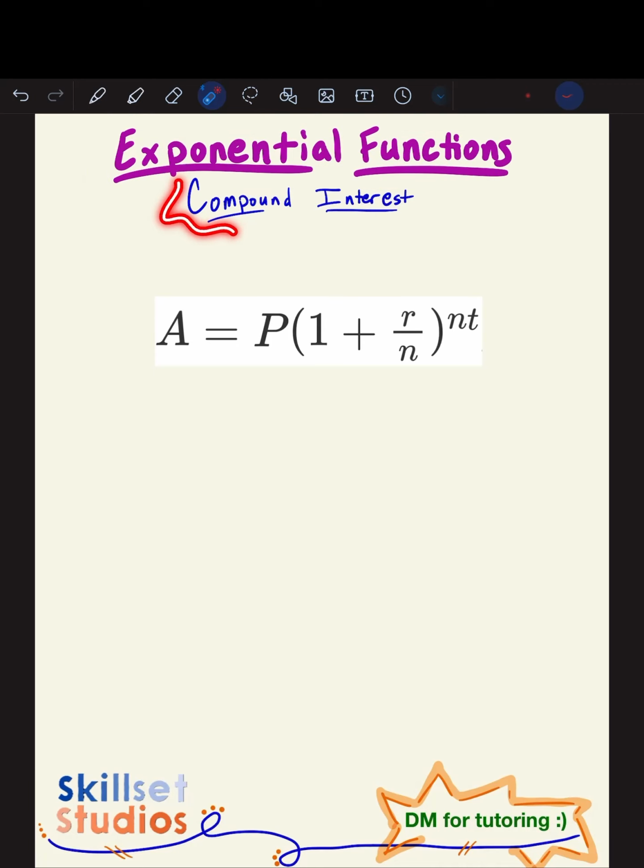Exponential functions. Today we're talking compound interest. So in general, interest is usually talking about money, either gaining money or gaining how much money you owe. For instance, you put money in a bank and over time it gains interest, or you borrow money from a bank and over time you have to pay more in interest.